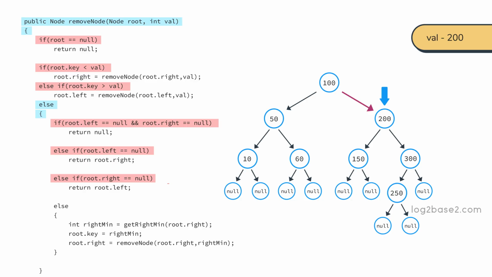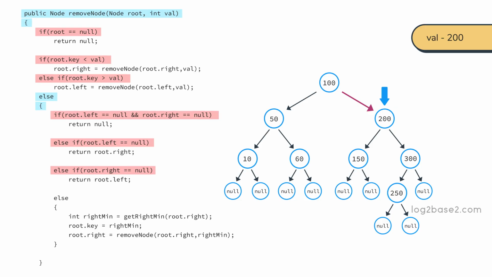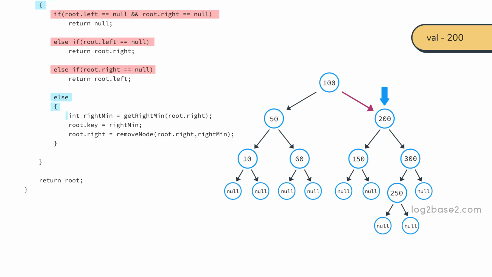So in this case, what should we do? We need to find the in-order successor of 200, that is the minimum value in the right subtree of 200. So let us call a function getRightMin by passing its right subtree, that is node 300. So write int rightmin equal to getRightMin of root right.